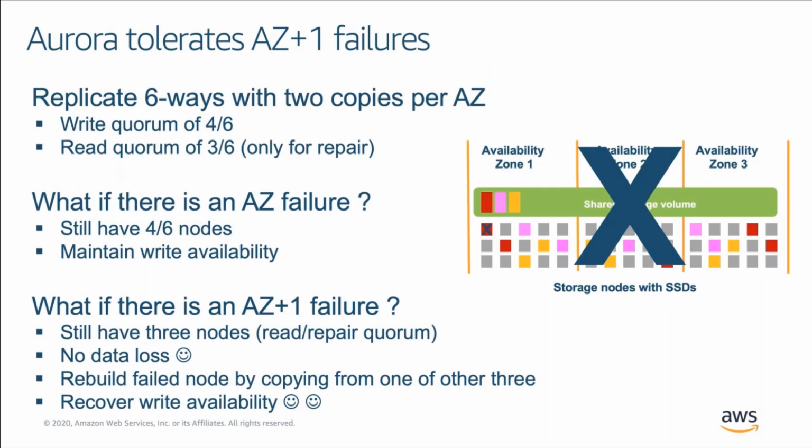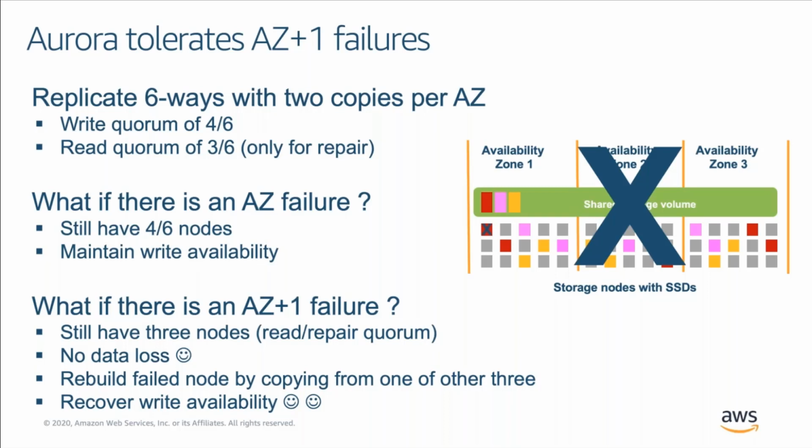So now let's talk about how Aurora tolerates AZ plus 1. As I said earlier, Aurora copies data 6 ways with 2 copies per AZ, and we use a write quorum of 4 out of 6 and a read quorum of 3 out of 6. This read quorum is only used for repair processing when there's actually a storage failure. Now we can ask 2 questions. First, what if there's an AZ failure? What if you lost a data center or a power event? Well, we still have 4 out of 6 nodes. You can maintain write availability. You have not lost quorum. Everything is fine. You can lose a complete data center and everything is still humming along just fine.